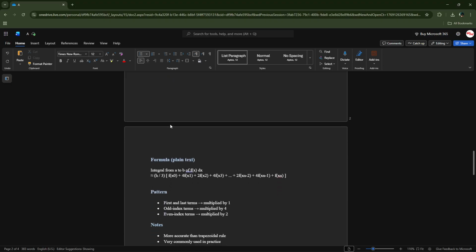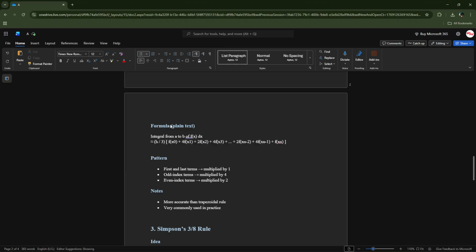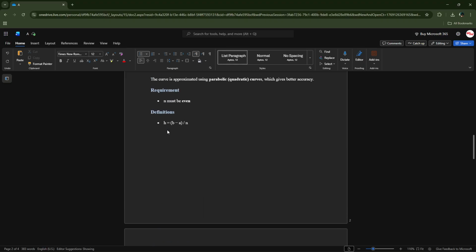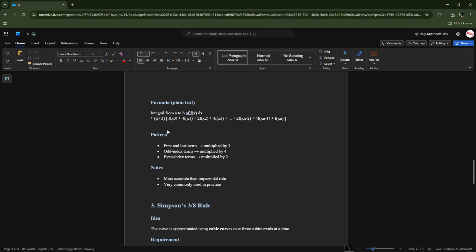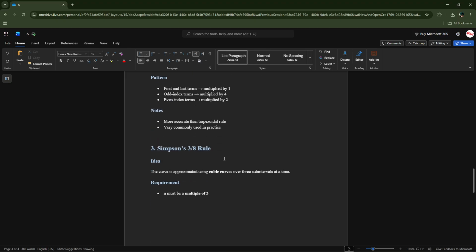So this rule, as you can see here, is more accurate than the previous one. It works very well for smooth functions and is widely used in numerical analysis.